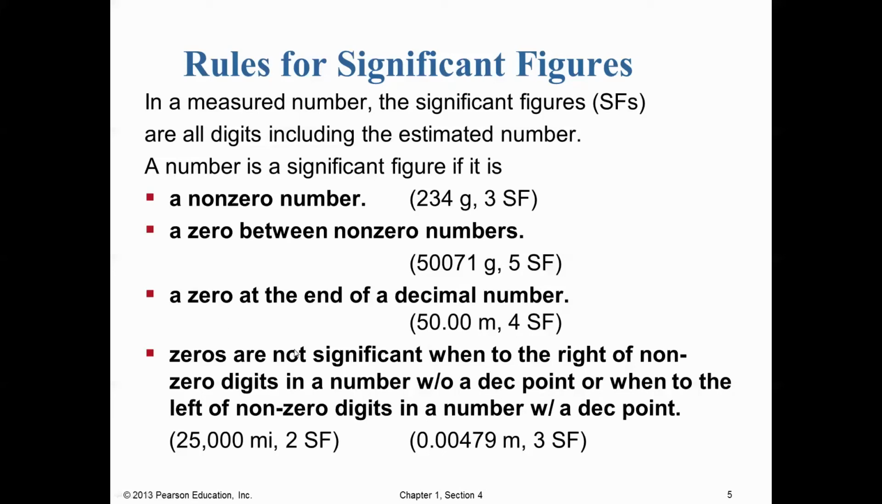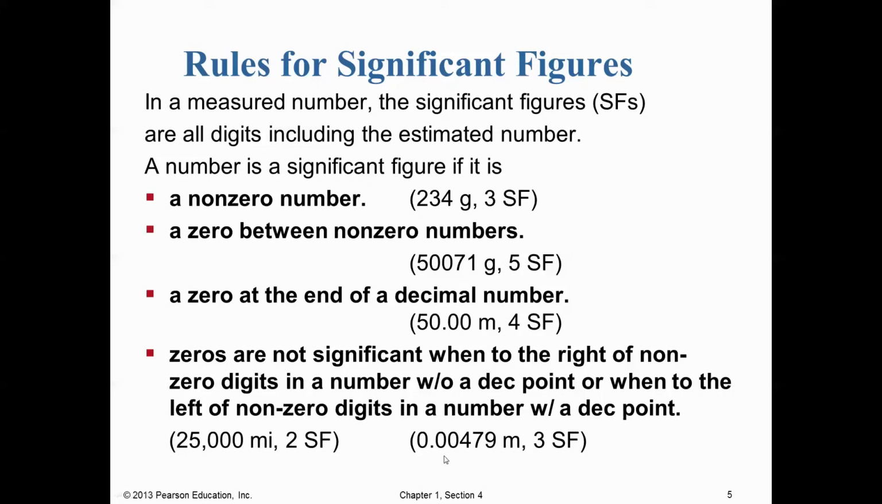Zeros serve another role in our math system. Sometimes they're just present to show us the magnitude of the number, and they aren't actually part of the number. Zeros are not significant when they're to the right of non-zero digits in a number without a decimal point. So in the example of 25,000 right here, these zeros are here to show us the magnitude, and our assumption is that this number has been rounded. It's not exactly 25,000. We only actually know it to 2 digits.